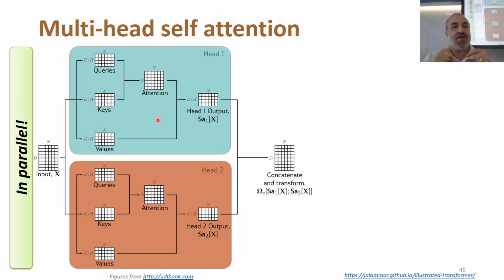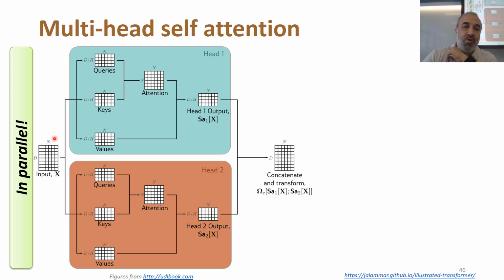In the original paper, the number of heads is 8. So this is done 8 times in parallel. From one input, we go through the self-attention sublayer 8 times. What's the intuition behind that? We'll talk about it, but let's see the process first.